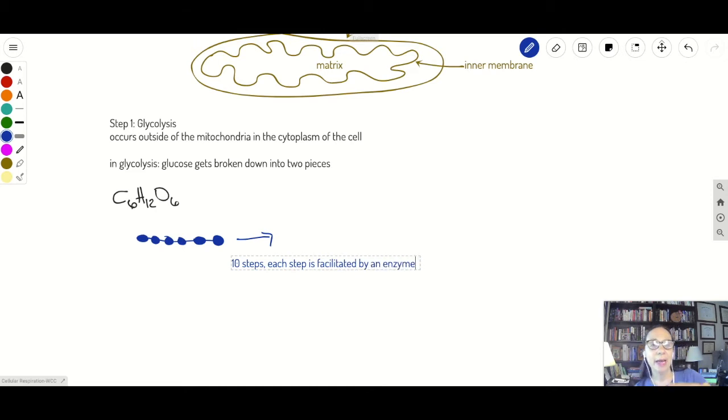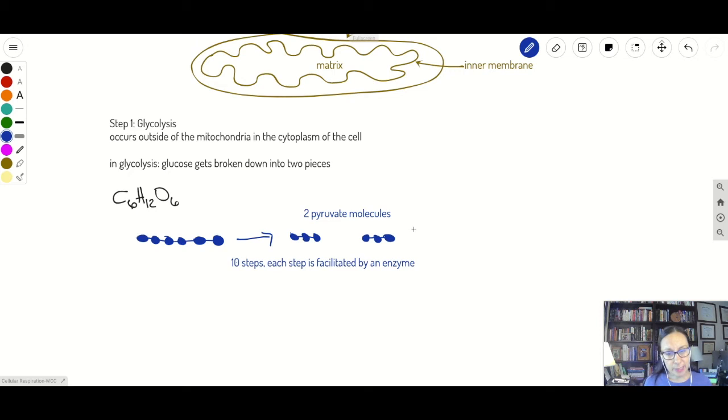Okay, and at the end of the 10 steps, we're going to have 2 molecules with 3 carbons each. Okay, so I'm going to write that here. So we have 1, 2, 3. That's 1 molecule. And then we have another molecule here, which is 1, 2, 3. And each of these molecules is called pyruvate. So this is 1 pyruvate, and this is 2 pyruvates. And so I'm going to write here that we have 2 pyruvate molecules. Okay. And so each pyruvate molecule has 3 carbons in it.